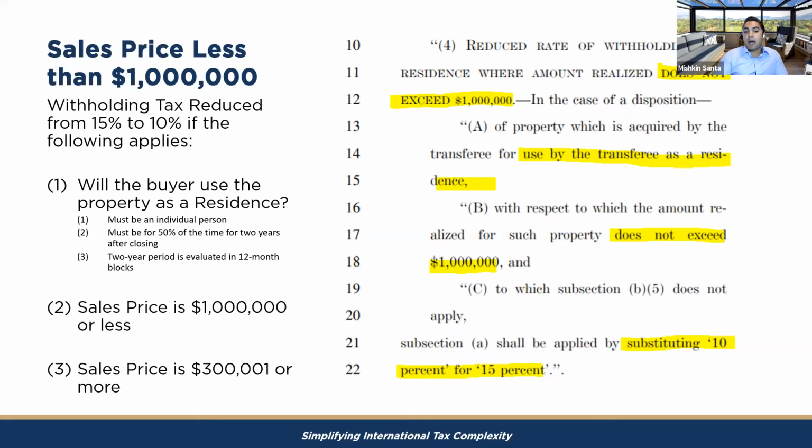And then the reduction: if it's less than $1 million, the withholding tax is 10%. But it has to be more than $300,001. So between those two line items, $1 million and $300,000, is where the 10% withholding tax applies. Anything over $1 million, you're going to have a 15% withholding tax that applies. Anything less than $300,000, there is no withholding tax at all.